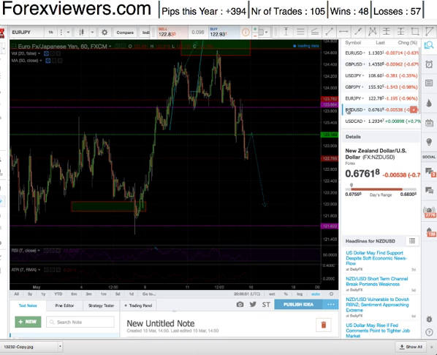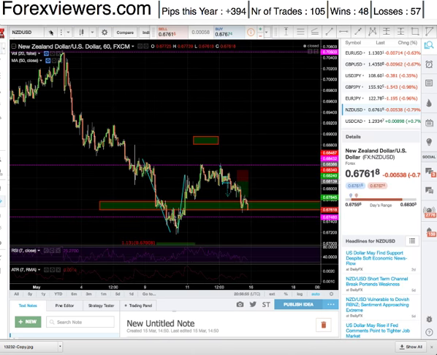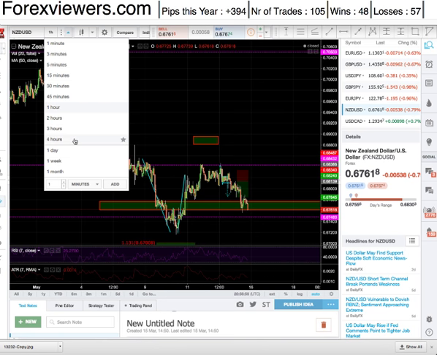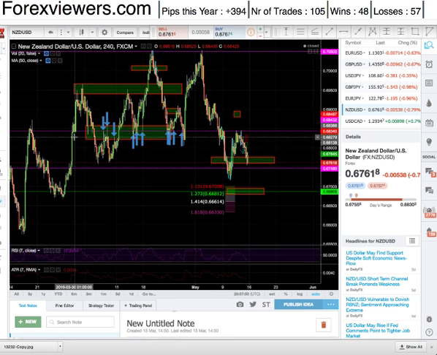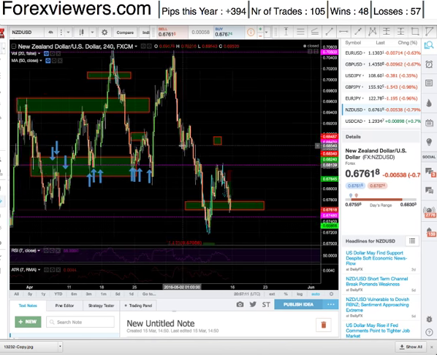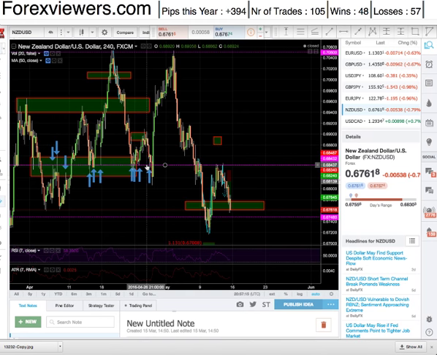The New Zealand dollar, US dollar, let's take a look at that. It's been interesting. I took a few trades, 2 trades, I think, last week on the New Zealand dollar and the Aussie dollar and the dollar CAD, but let's take a look. I haven't taken a trade here since, yeah, I took a trade right here, which panned out. I took a trade right here, which panned out, yeah.